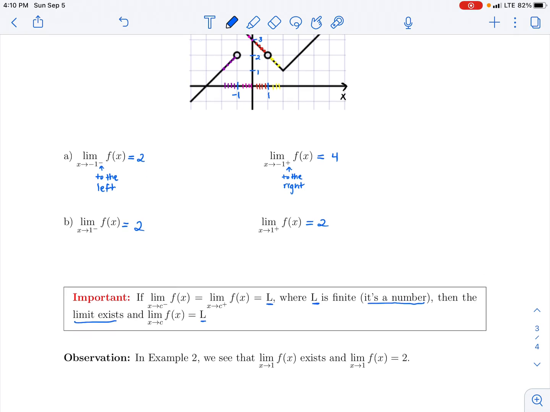So in example 2, we see that the limit as x approaches 1 of f of x exists, and the limit as x approaches 1 of f of x is equal to 2. This is because in part B, the left-handed limit is equal to the right-handed limit, which is equal to 2. So that means the limit as x approaches 1 of f of x is equal to 2. That's what this important fact here is saying.